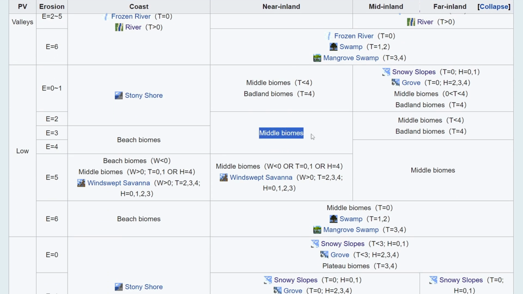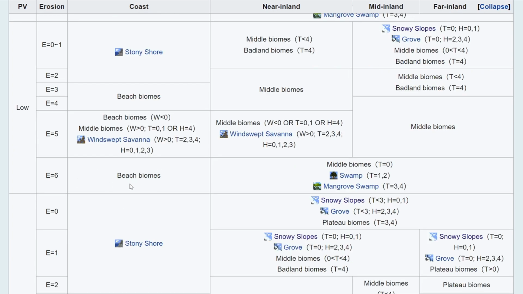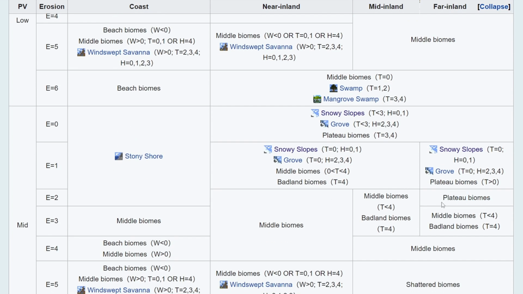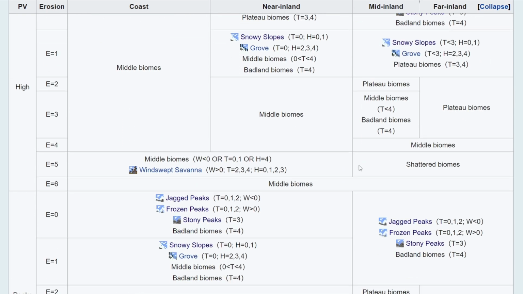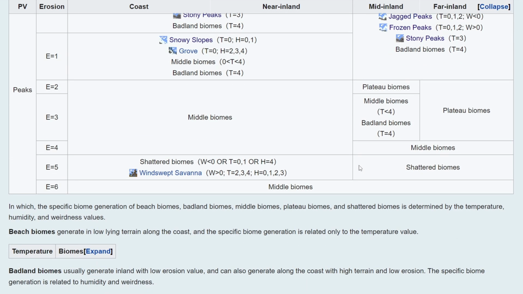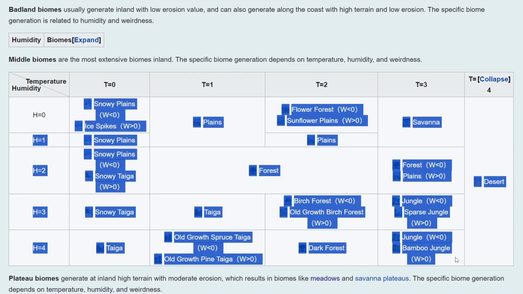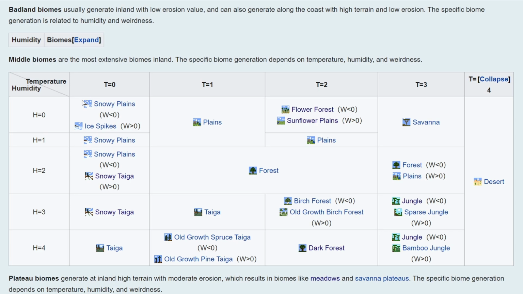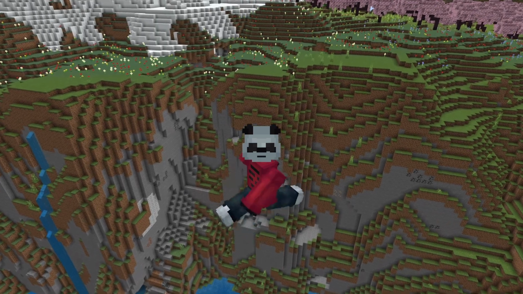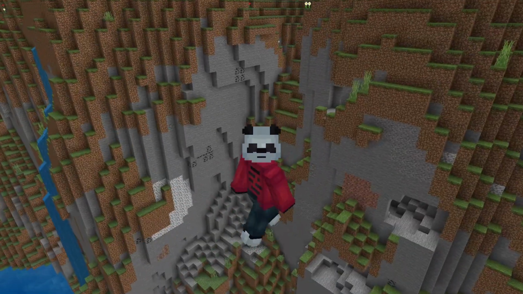It shows groups of biomes, like middle biomes, badlands biomes, beach biomes, plateau biomes, shattered biomes. If it's grouping them, wouldn't that mean that they generate with the same terrain? So here's a graph of the middle biomes, and we see that temperature and humidity and weirdness, the other 3 noise maps, figure out which middle biome to place. You catch that? That means that all of these biomes can generate with the same terrain. That's kind of like, what?